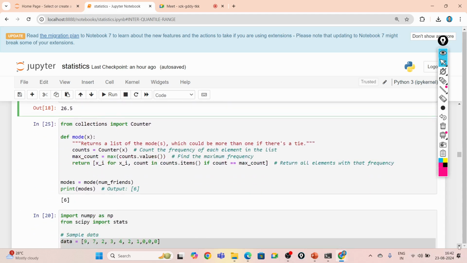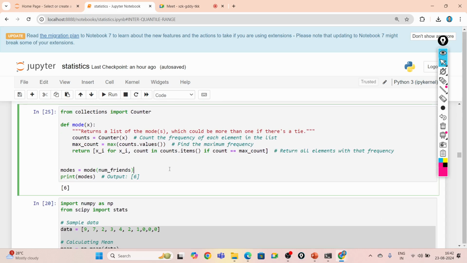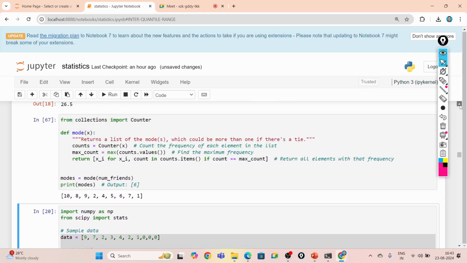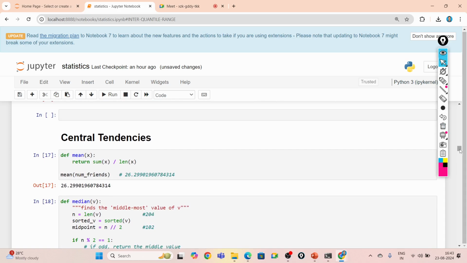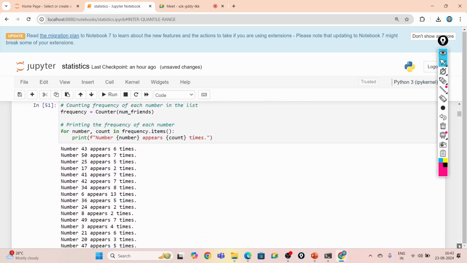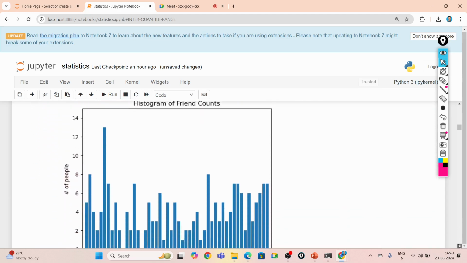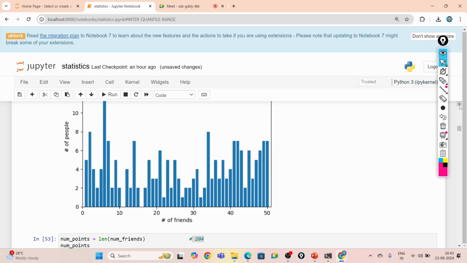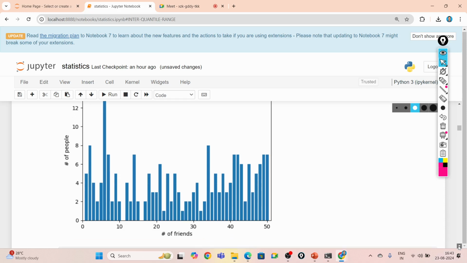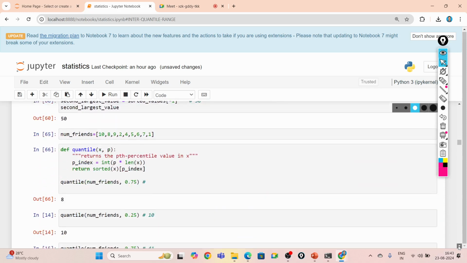And next, the mode value. So what is a mode? Just now I told you where we find the mode. I will run this num friends again. If you run it, for which element do we have the greatest value? We have already seen the histogram. In this histogram, which value is the highest? If you see, the number 6 appears 13 times. So the mode value will be 6.